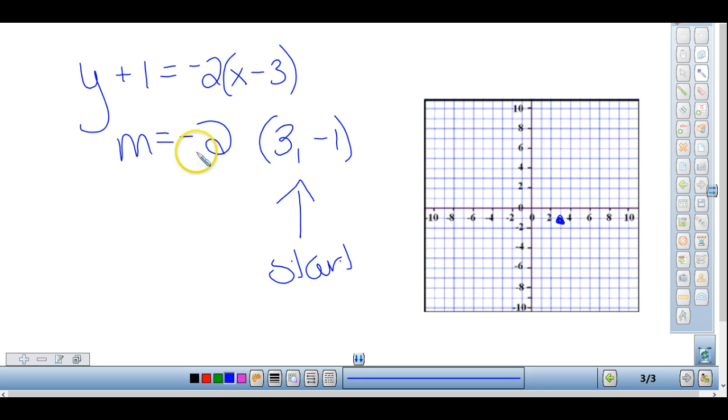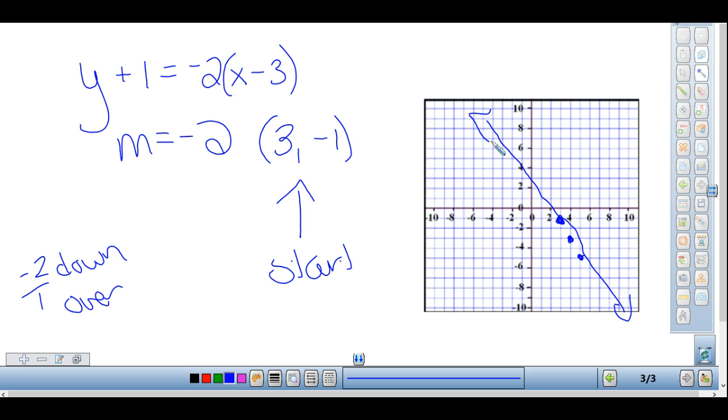Okay, my slope is -2. So that's -2, we always put it over 1. Since it's negative, we're going down, and then we always go over to the right. So from this point, we're going down 2, over 1, down 2, over 1. Draw your line through your points, and you've got your graph.